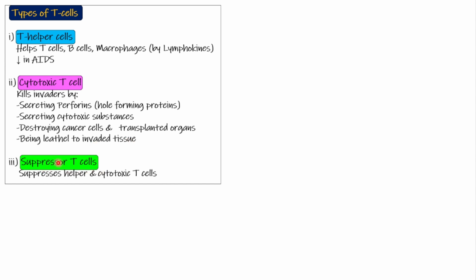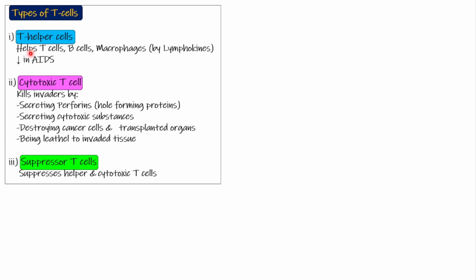Suppressor T cells will suppress the function of the cytotoxic T cells. So one T cell is doing the killing, and the other T cell is suppressing them so that the killing doesn't go too much. Okay? So the suppressor T cells just keep a check on cytotoxic T cells. Okay? And then we have the helper T cells. The most important type of the T cell is the helper T cells.